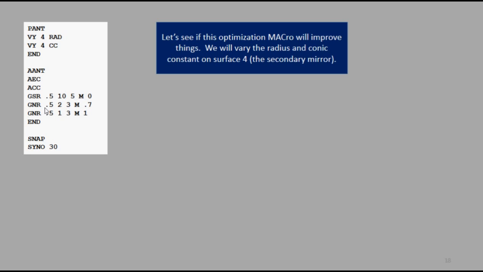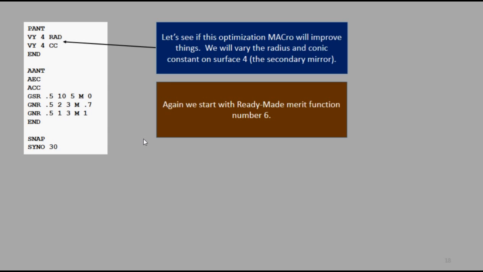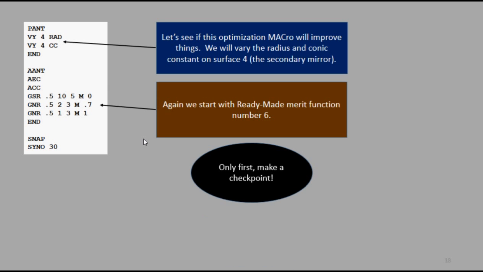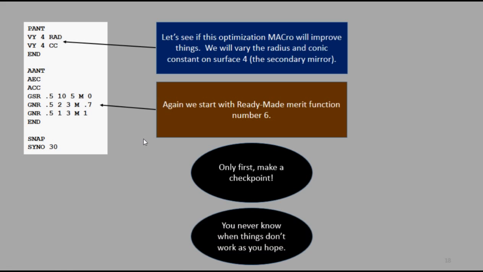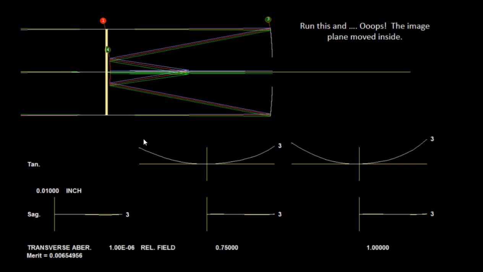We're going to vary the radius and conic constant on surface 4, which is the secondary mirror. Right there, we'll vary that. And again, we start with ready-made merit function number 6. And we run this. Wait a minute. First, make a checkpoint, because you never know when things don't work out as you hope. So we run this, and whoops, the image plane moved inside.